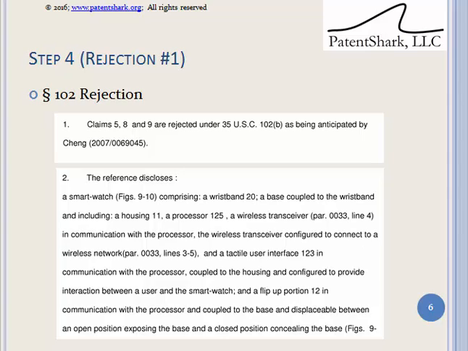Now, Cheng discloses a wristband, a base, again the base including a housing, a processor, and a wireless transceiver, as well as a tactile user interface and a flip-up portion, the flip-up portion including two elements, a top display and an inside display. In the office action, the examiner states that all the elements or features of Claim 5 are disclosed by Cheng. And the examiner states a smartwatch comprising a wristband 20, a base coupled to the wristband, and it includes the housing, the processor, and the wireless transceiver, and he also indicates which sections of the reference teach such features. And you can read the rest of this slide to determine the first rejection.